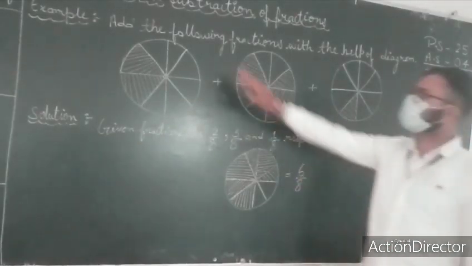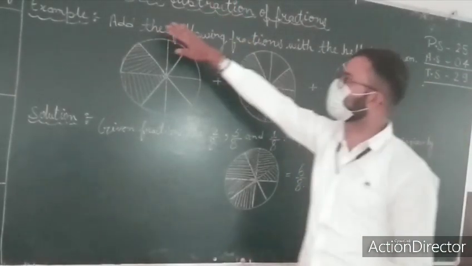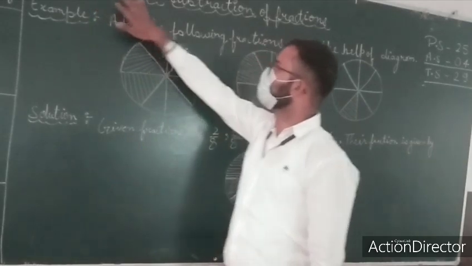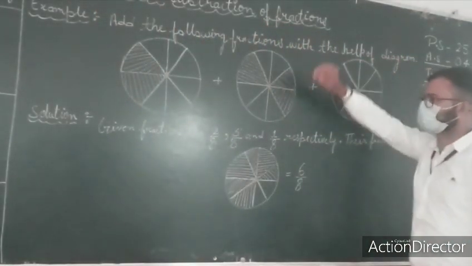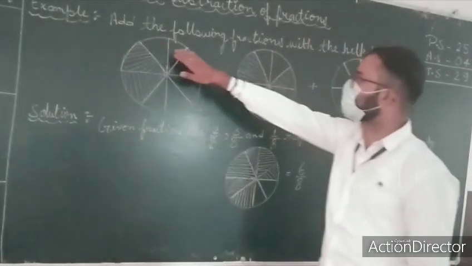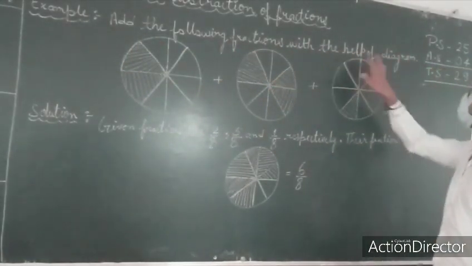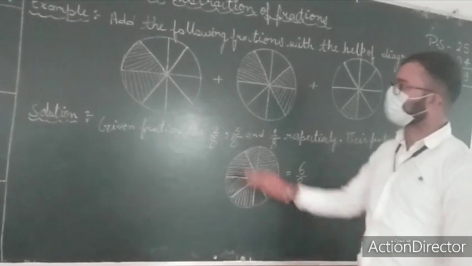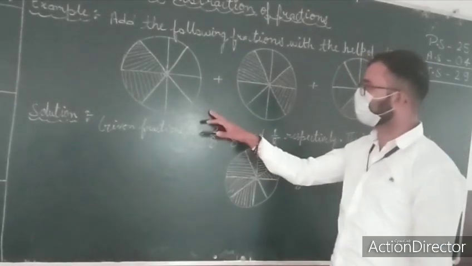Now students, we will discuss chapter number 7, fractions, and here we discuss addition and subtraction of fractions. The first question is related to figures, for example, add the following fractions with the help of a diagram. There are three figures given here.